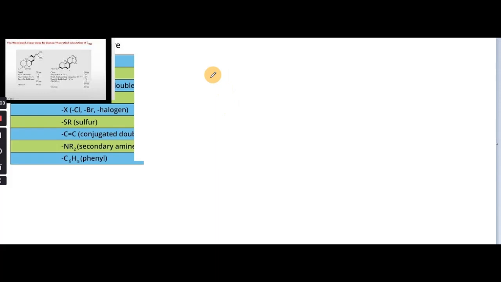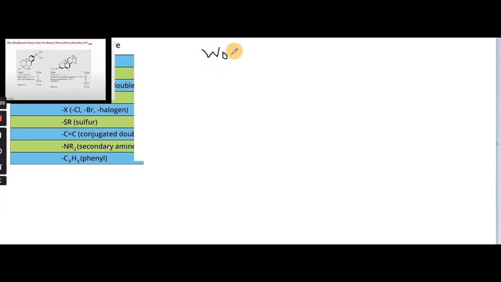In this video, we are going to look at how to calculate the lambda max, or the maximum wavelength of absorption of a particular compound, as proposed by Woodward-Fieser. These two scientists proposed a theory which can be used to predict or calculate the maximum wavelength of absorption of a particular compound. So it is called the Woodward-Fieser rule.